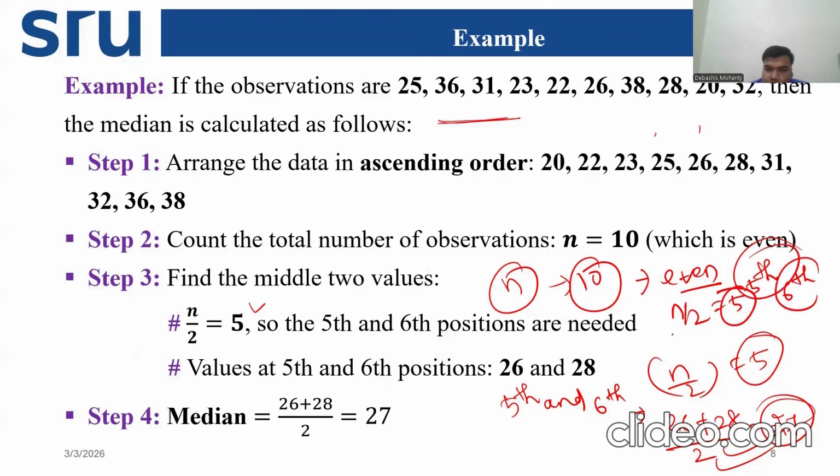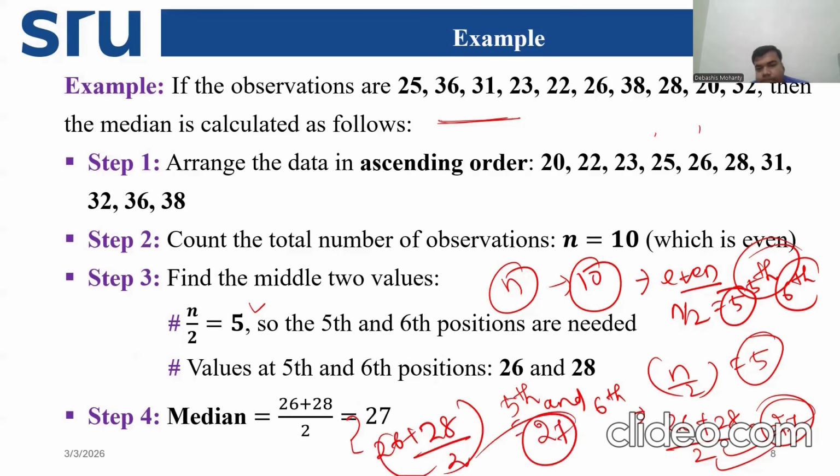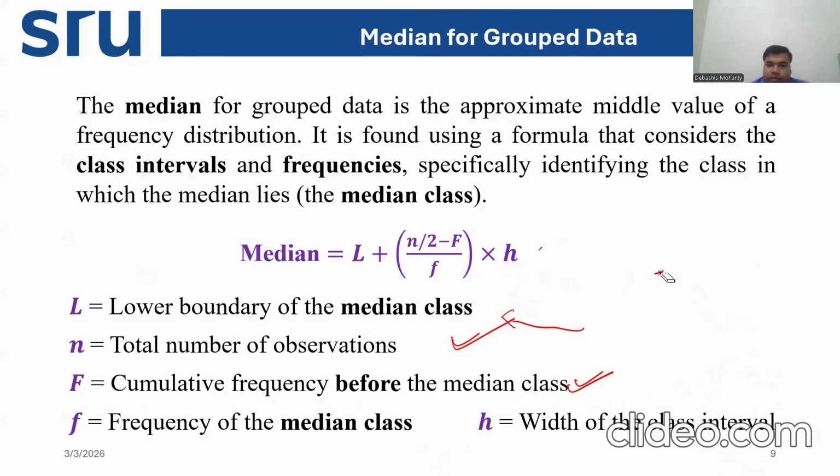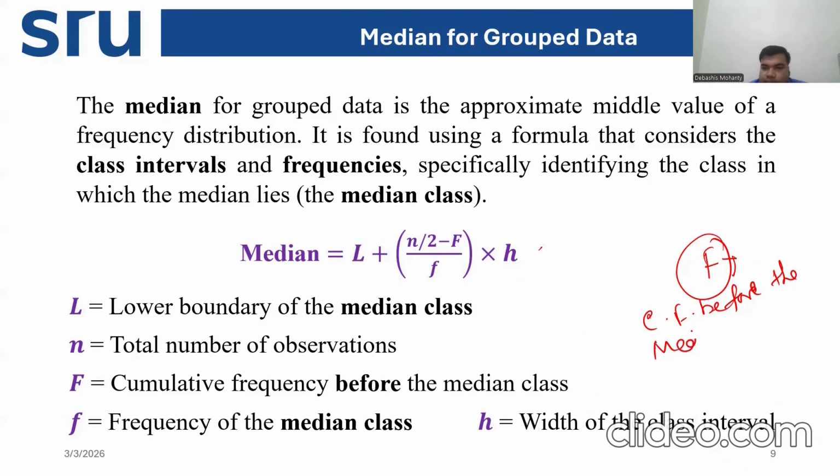So fifth position is 26, sixth position is 28, divided by 2. So that is equal to 27. Okay, that is very easy. Next, this formula is important because so many questions will come based on these concepts. So try not to be confused in the exam, because that capital F, remember this notation, this is the cumulative frequency before the median class.